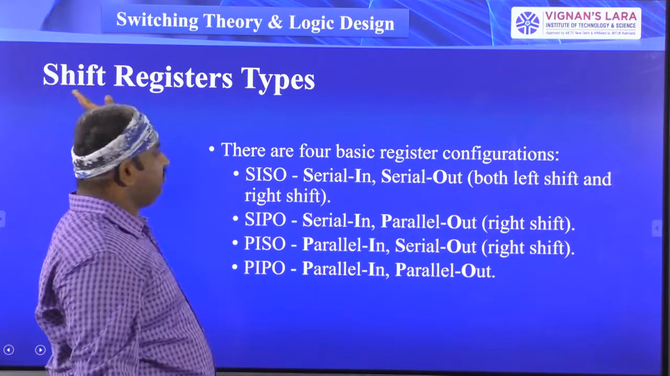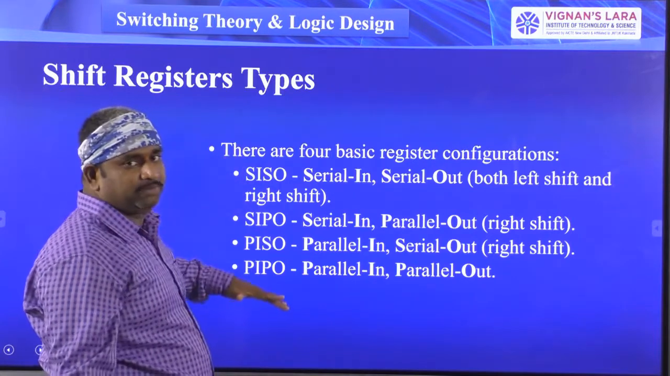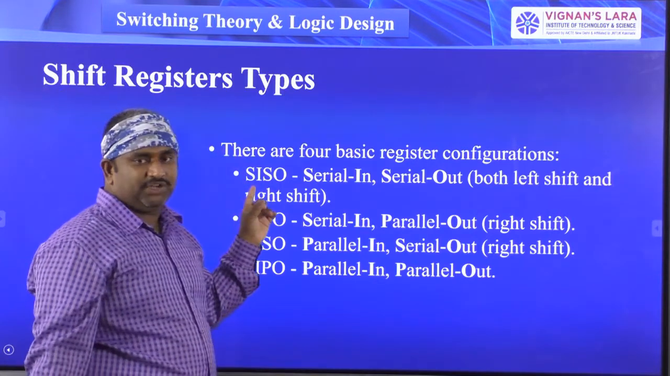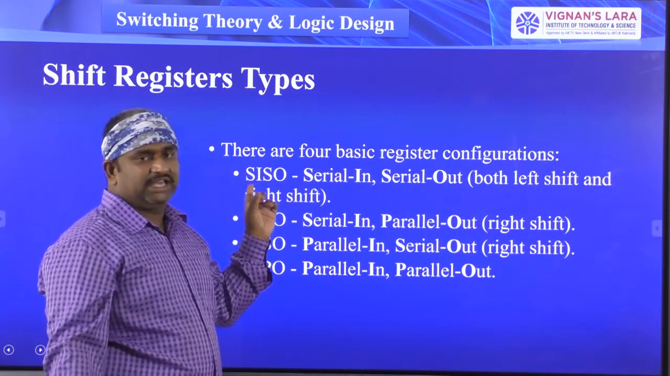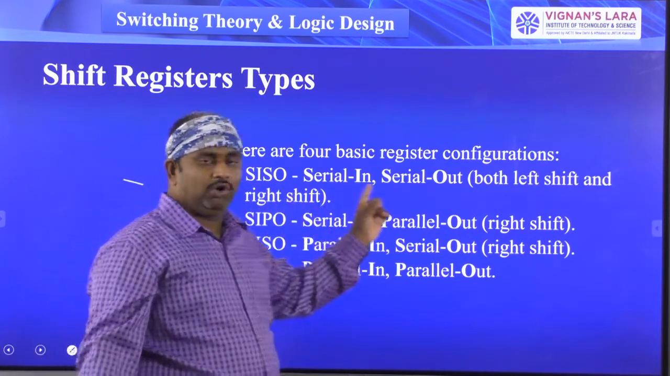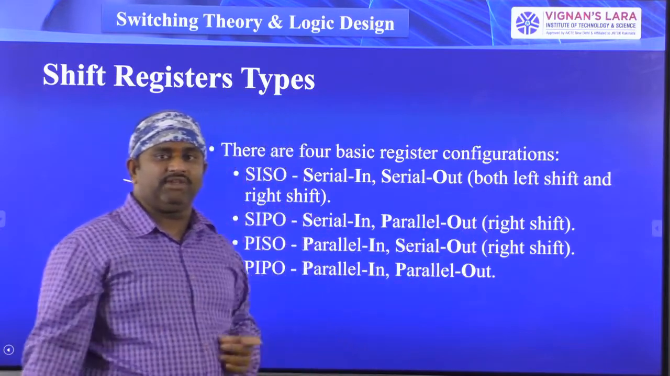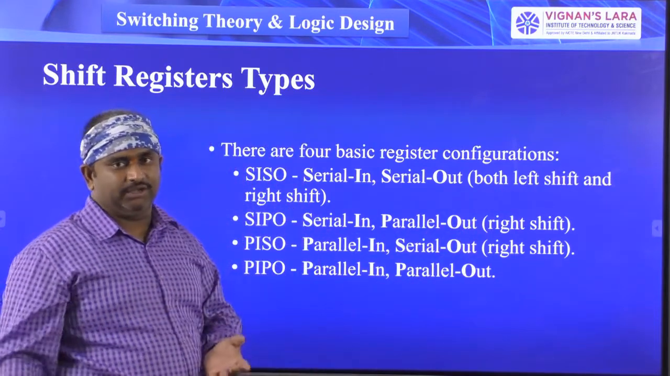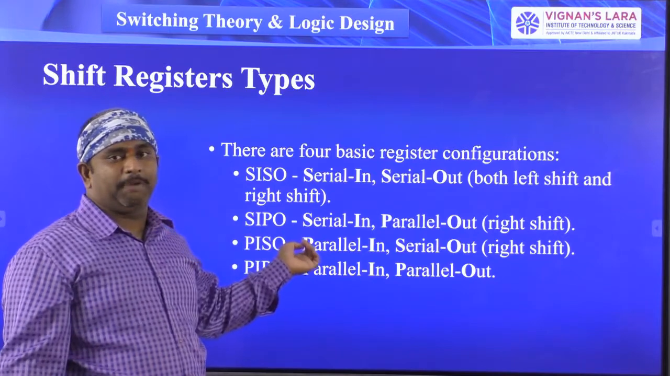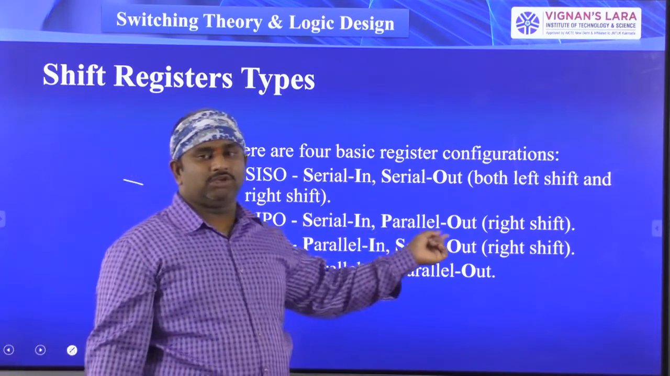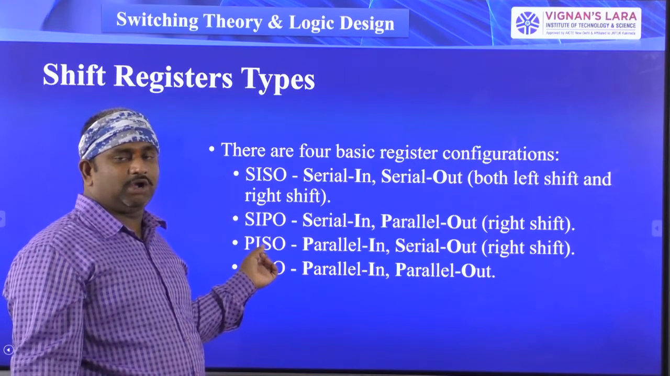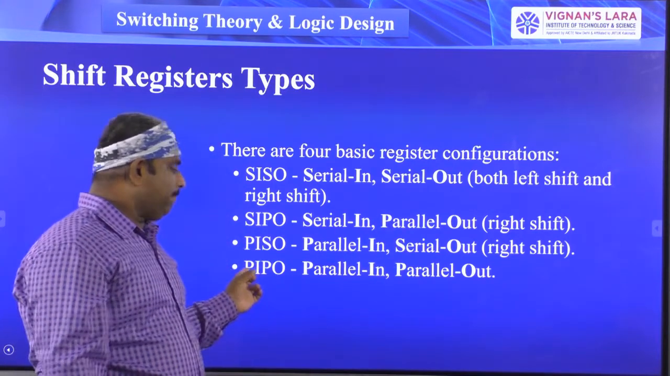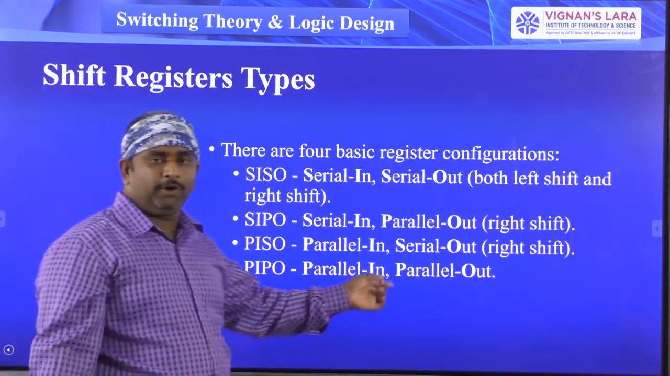Now let us see what different types of shift registers are available. We have four different types of shift registers. The first one is serial input, serial output configuration, the SISO configuration. Next, serial input, parallel output configuration, called the SIPO method. Then parallel input, serial output, called the PISO method. Next, PIPO, parallel input, parallel output method.